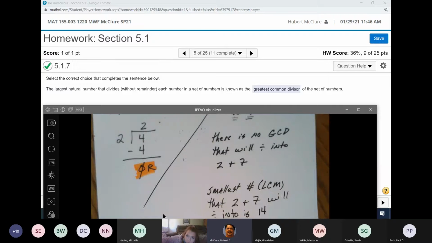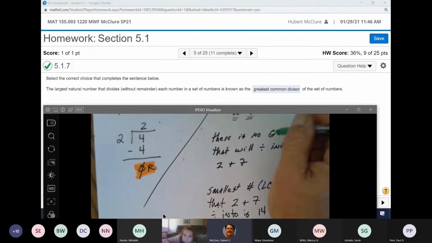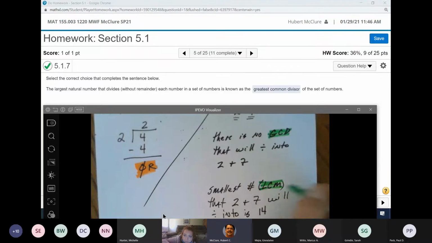Now, after we finish today, after I finish catching y'all up with these questions, guess what we're going to be doing? We're going to be doing the greatest common divisor and least common multiple. That's the end of 5.1. So we're going to be getting into that today. Next question.